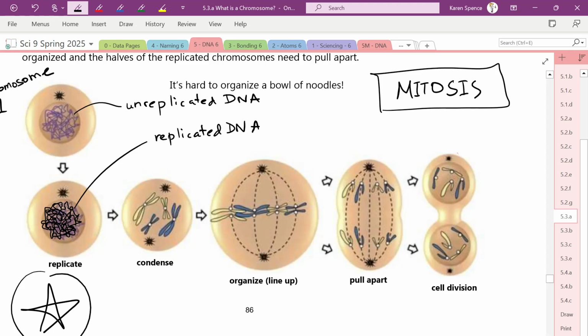So one thing I might expect you to be able to do on a quiz is if these pictures are randomized, I might expect you to be able to say this one comes first, this one comes second, this one comes third. So on the quiz, be able to order these.